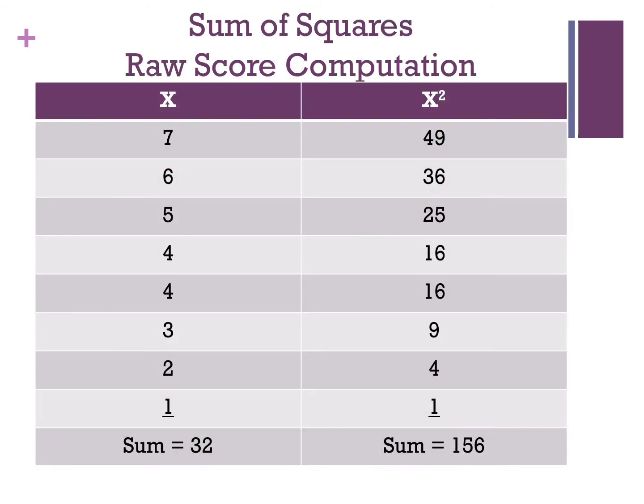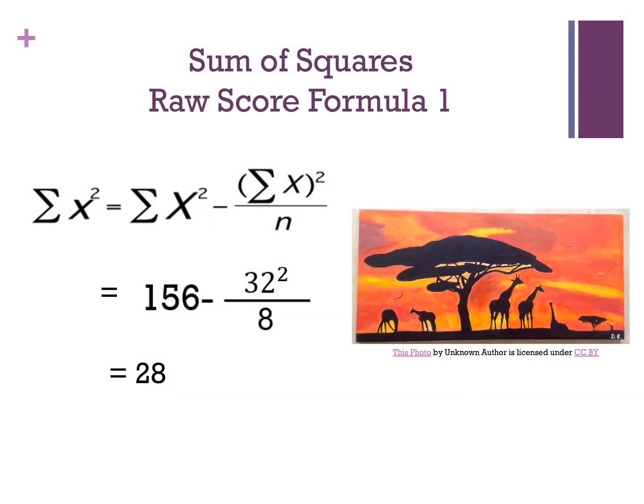For the first raw score formula, we need 2 ingredients: the sum of all the raw score values of x, which is 32, and the sum of the squared values of x, which is 156. Let's plug the sum of squared raw scores, 156, into the first part of the formula, and the sum of scores, 32, into the second part of the formula.